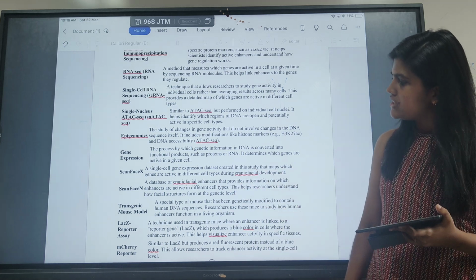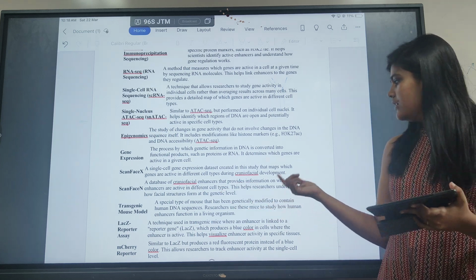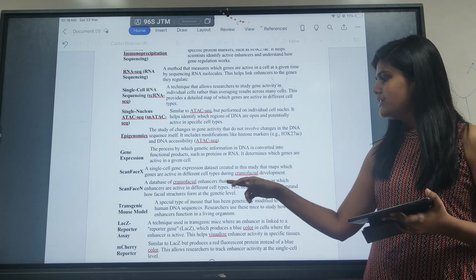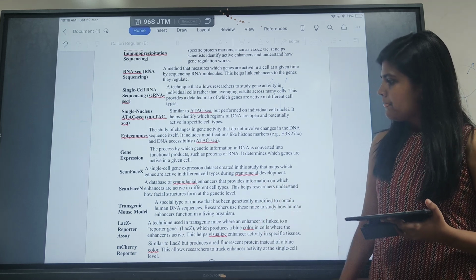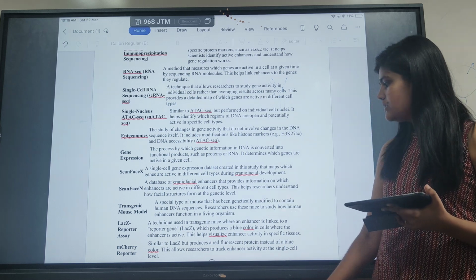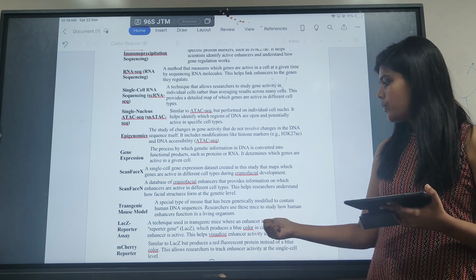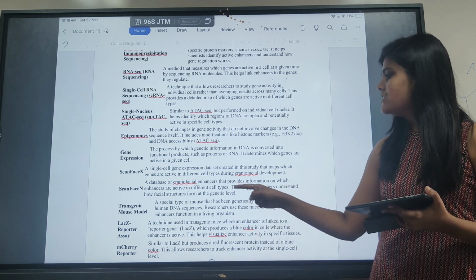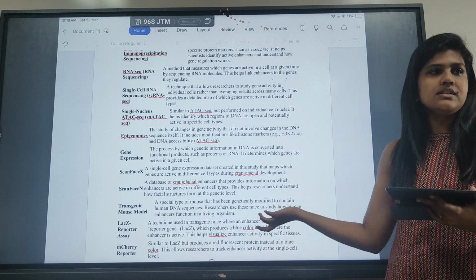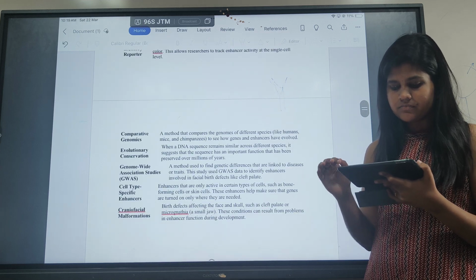And they used the transgenic mouse model, a special type of mouse that has been genetically modified. Some genes have been added, so it has been genetically modified to contain the human DNA sequence. Next is the lacZ reporter assay, a technique used in transgenic mice where an enhancer is linked to a reporter gene, lacZ, which provides a blue color in cells where the enhancer is active. The mCherry reporter gives red color when the gene is active. So these are the basic terms being used.